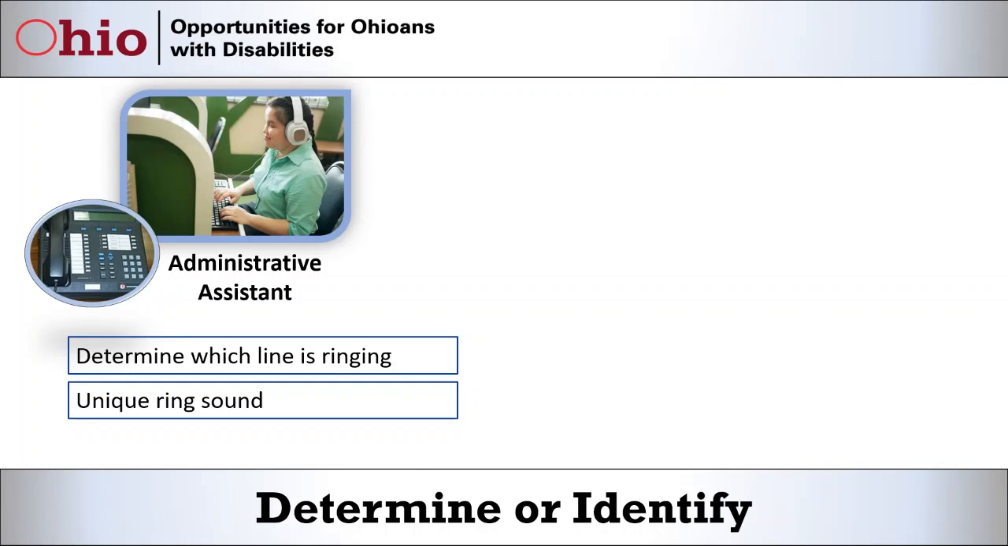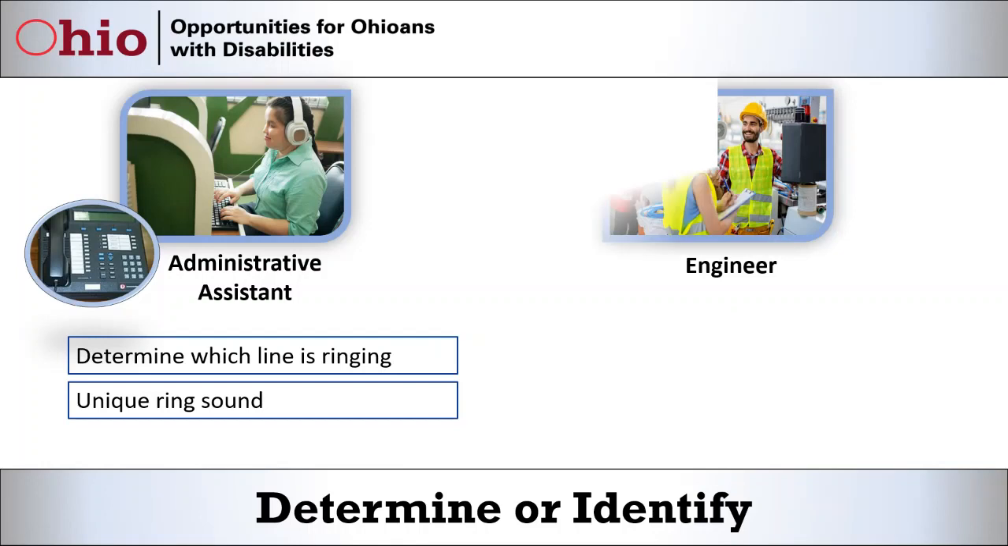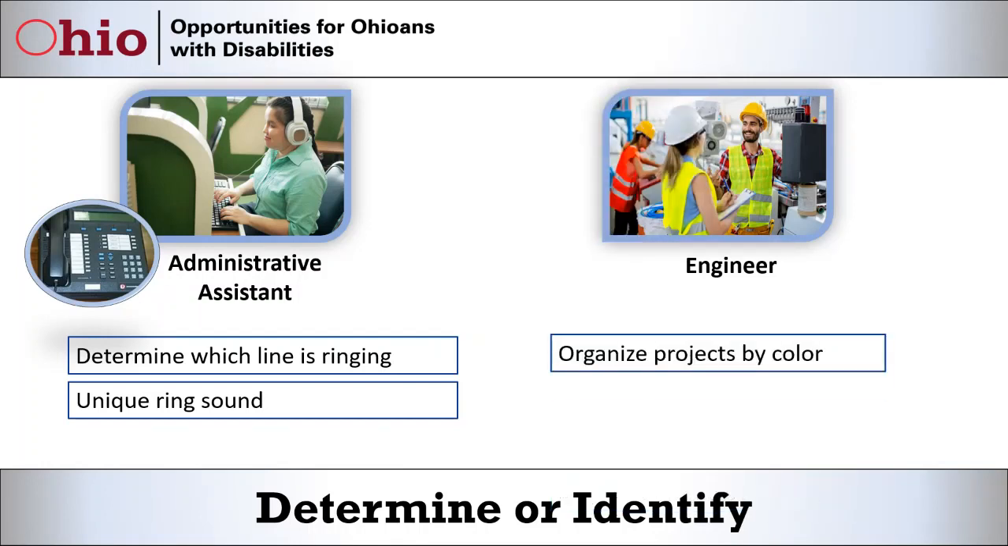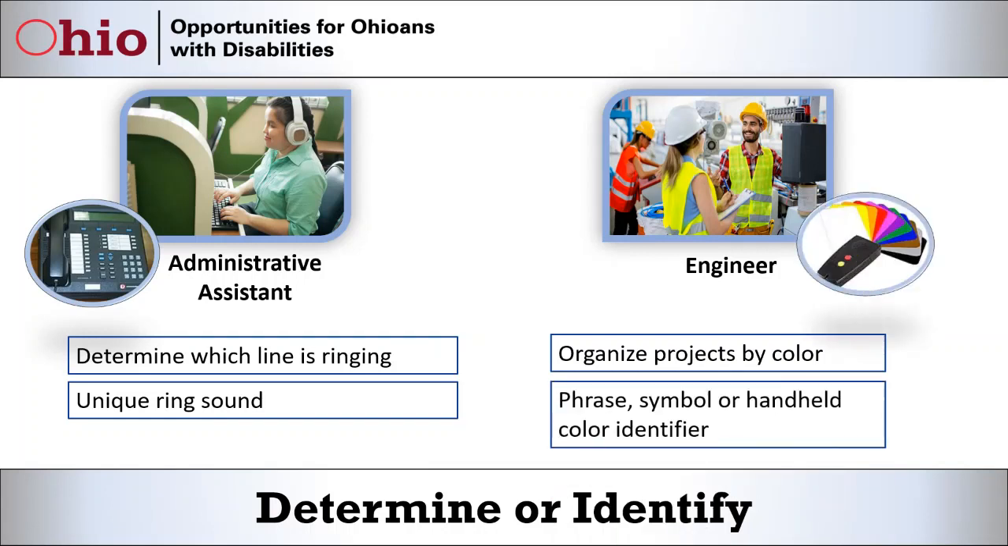Another example from Jan is an employee who is colorblind and working as an engineer. The firm he works for organizes projects by color. So when they print materials, employees rely on seeing the color to quickly know which project they are working on. The employee was not able to see the colors, so this method was not useful for him. The accommodation options that were discussed included organizing the projects in another way, such as including a written phrase or symbol on the printed materials, or providing the employee with a handheld color identifier he could use.